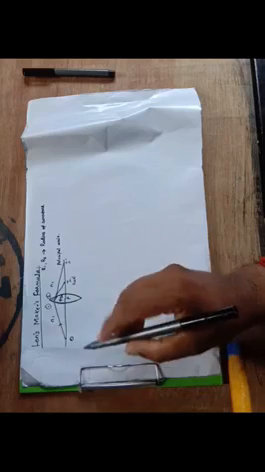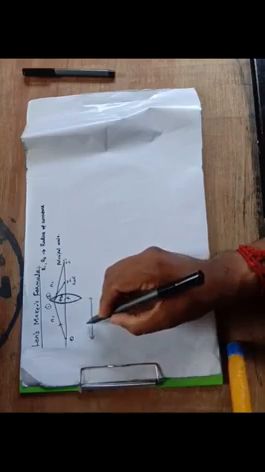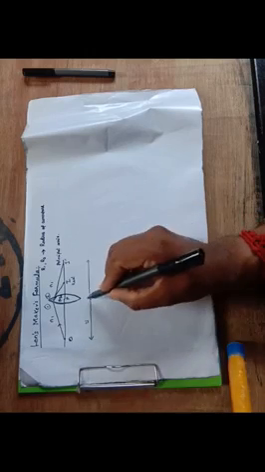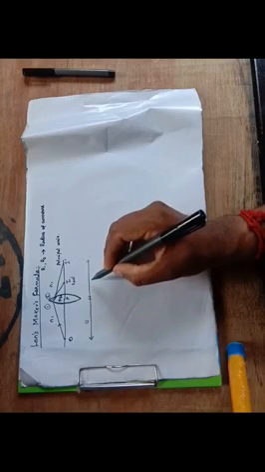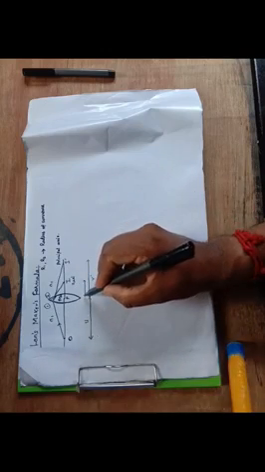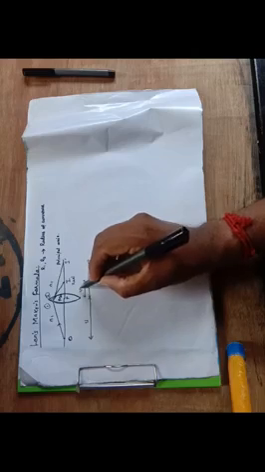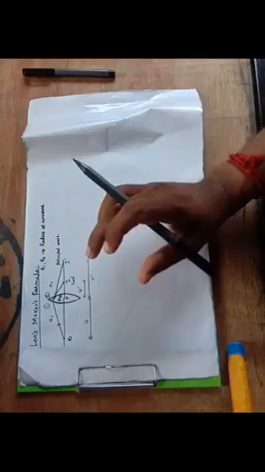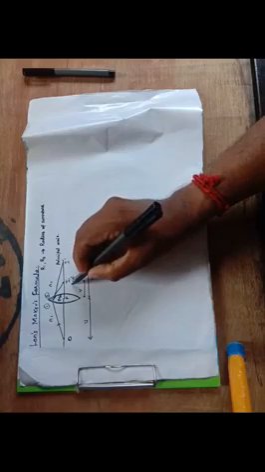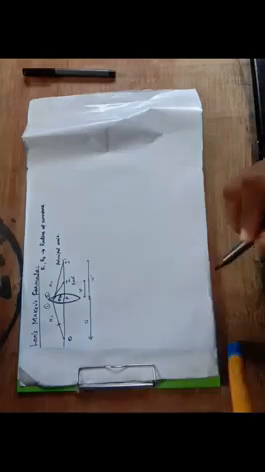We take the distance of the object from the pole. The distance of the object is denoted by the letter U. The distance of the image I dash from the pole is denoted by the letter V dash. Sorry, the distance of the real image from the pole is denoted by the letter V. This one is V dash, and this one is V.